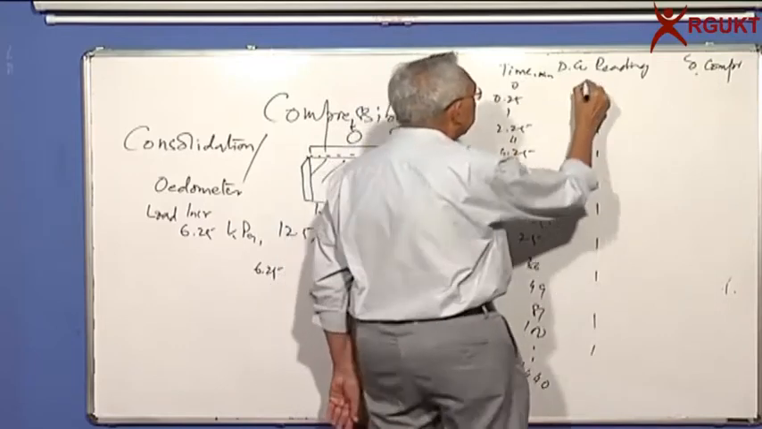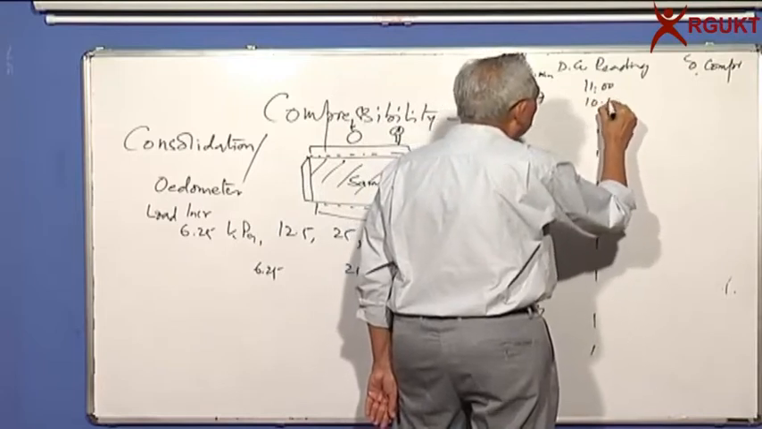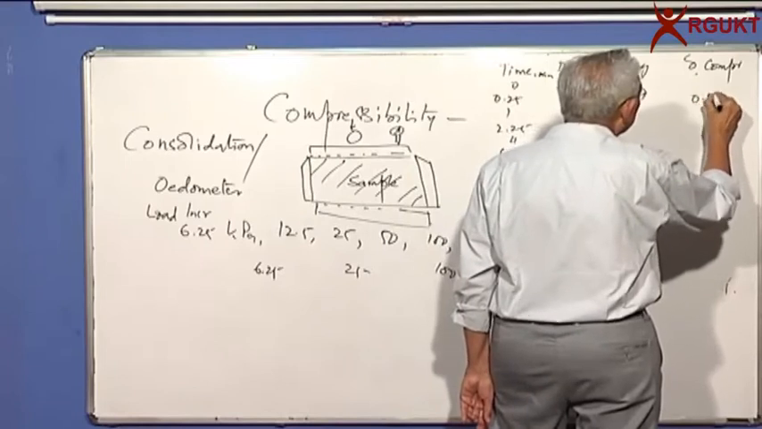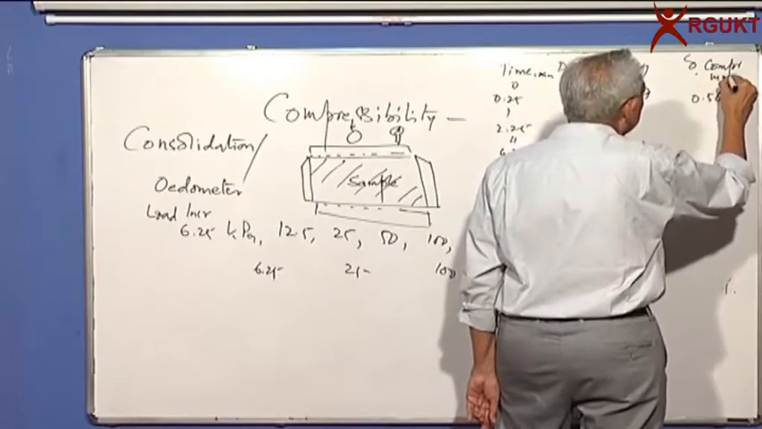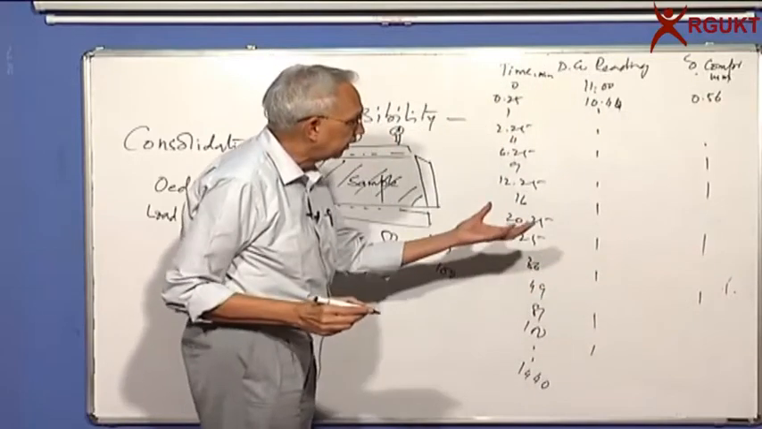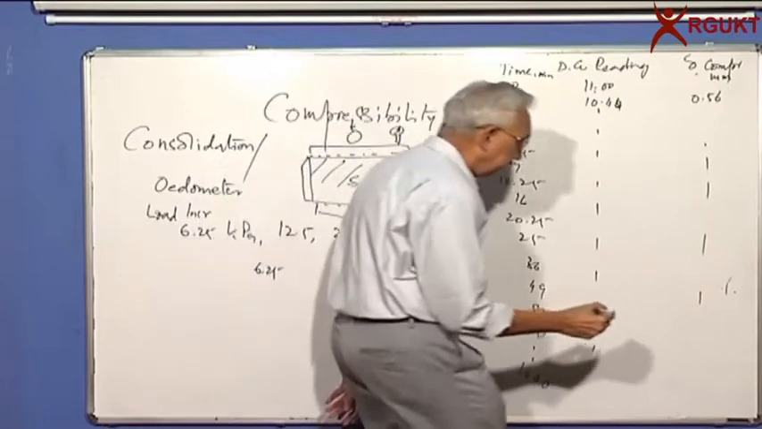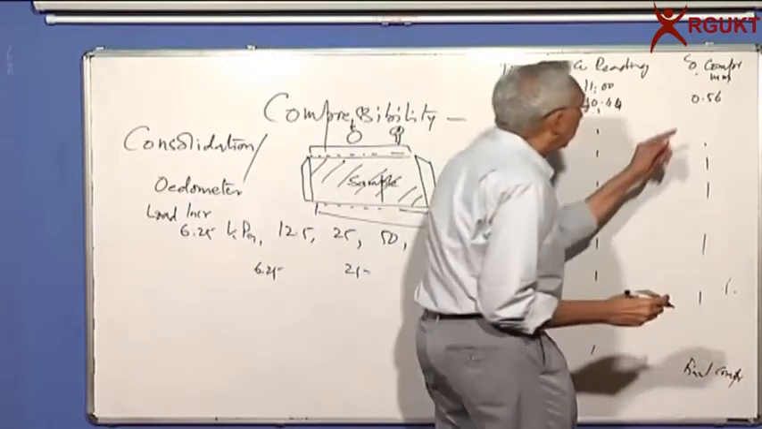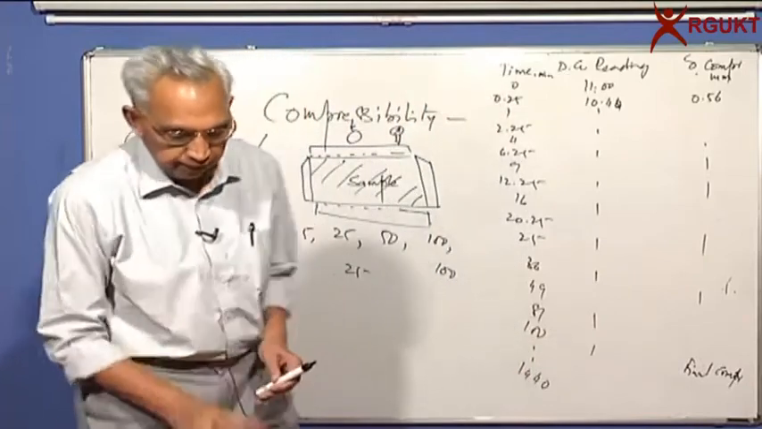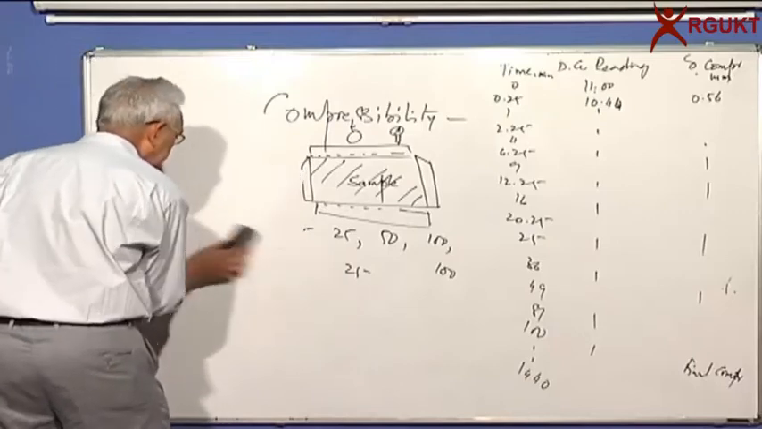Let us say here it is some 11.00. This becomes say 10.44. And then the difference will give me the compression, which is 0.56, usually in millimeters. So we'll end up getting compression at various different times, and then we can take the final compression here. So you know how much is the total settlement under a given load. If I know the compression, I can also calculate the change in void ratio.